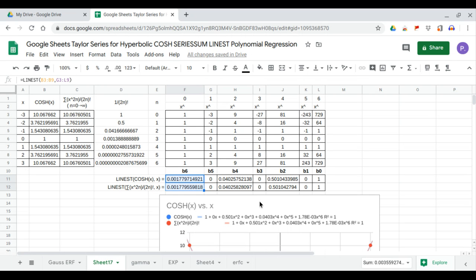So this completes the use of series sum in generating the Taylor series expansion and LINEST in the polynomial regression of hyperbolic cosine.